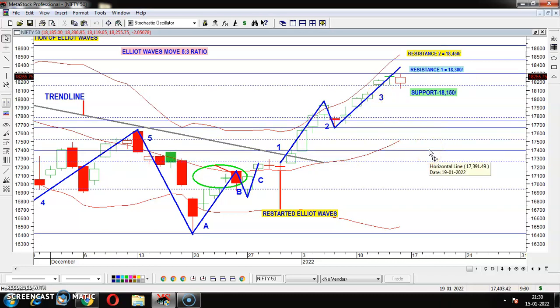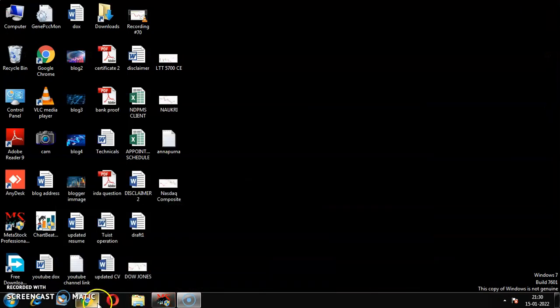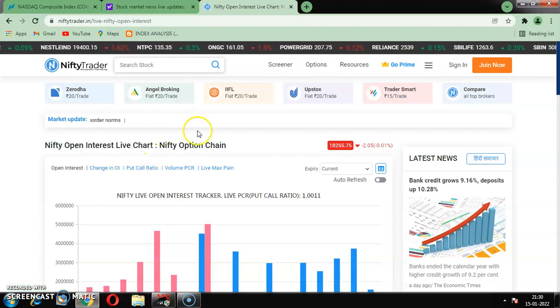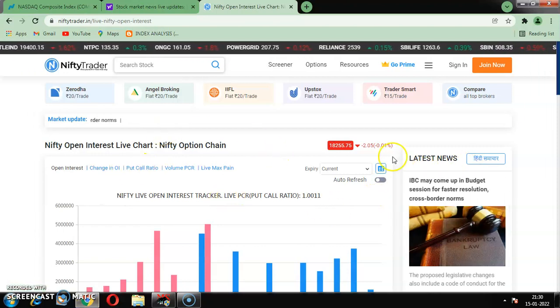Now apart from this, we can also get a lot of good information if we check the option data. What does the option data say? Let me straight away go to the option data. You see, this is the option data. This is the open interest.